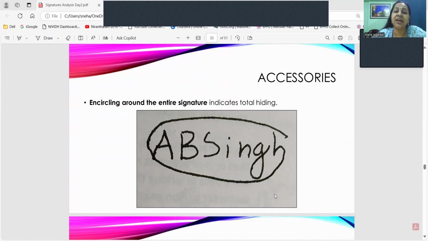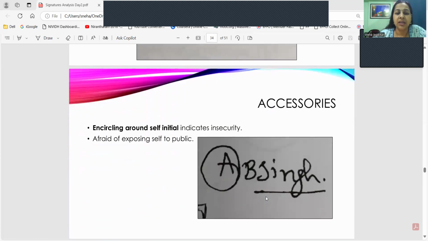Now, encircling around the entire signature indicates complete hiding, as of what I was doing, right? Encircling only the self initial indicates insecurity. They're afraid of exposing themselves to the public. So these are the people who would not like to perform or are not comfortable performing in front of the public. So they'll be very good singers, but when the time comes to perform in front of a crowd, maybe even a 20 people crowd, they are still not able to do that. They are not comfortable at all with that particular thought.